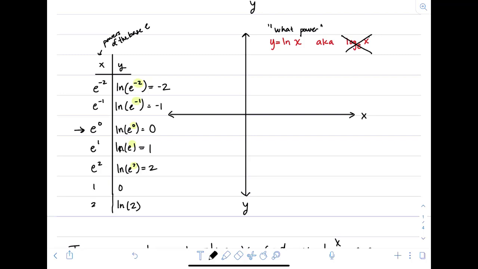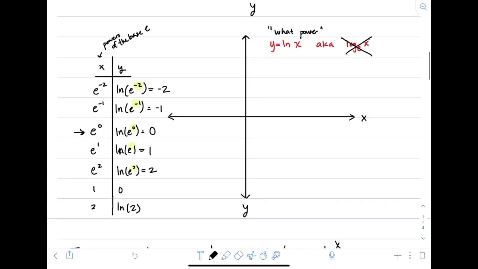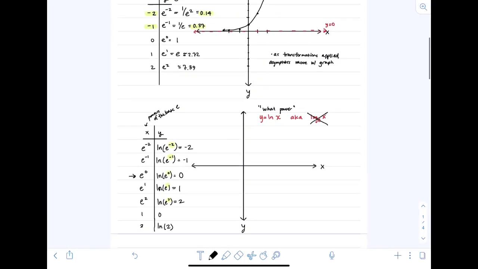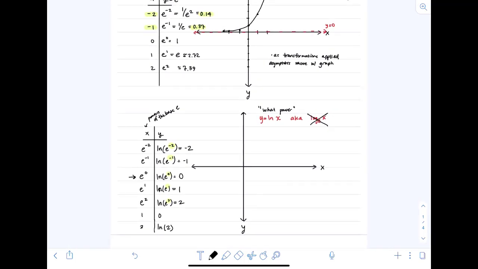We already approximated the decimals for e to the -2. This would be 0.14, 0.37. These values look very familiar, right? 1, 2.72, and e squared would be 7.39.